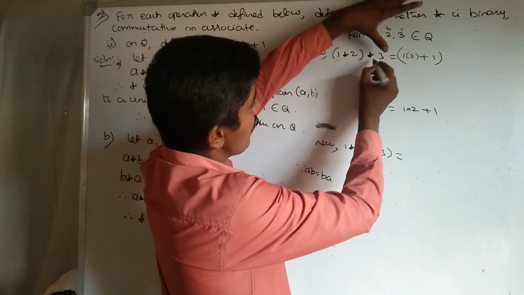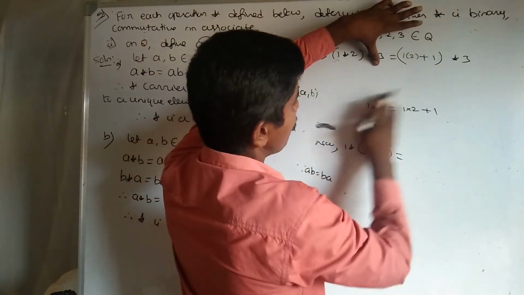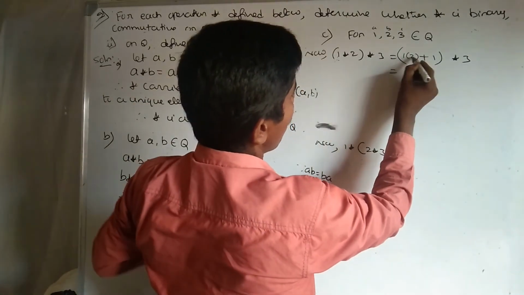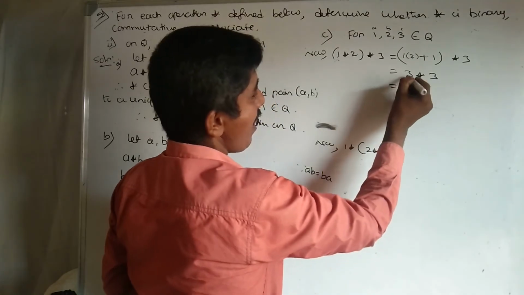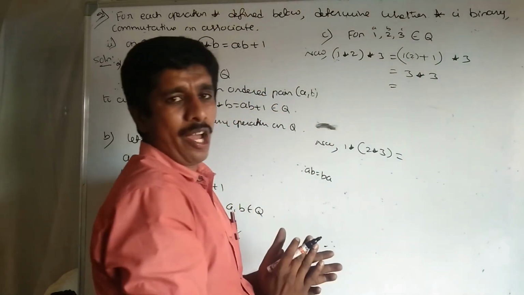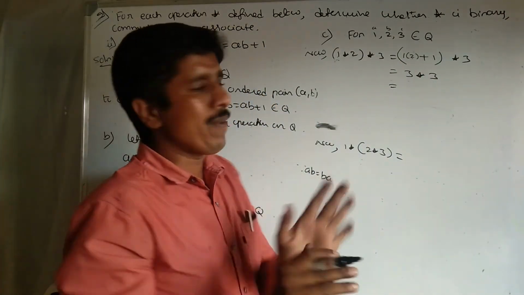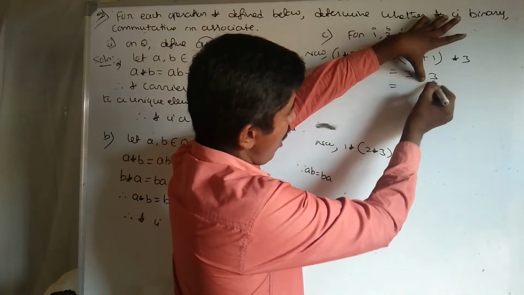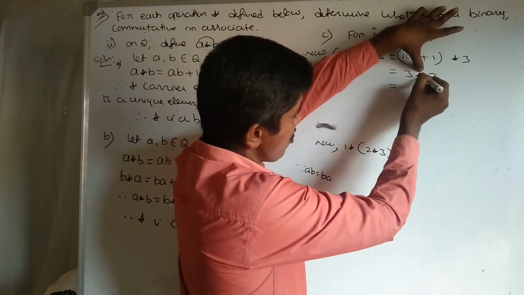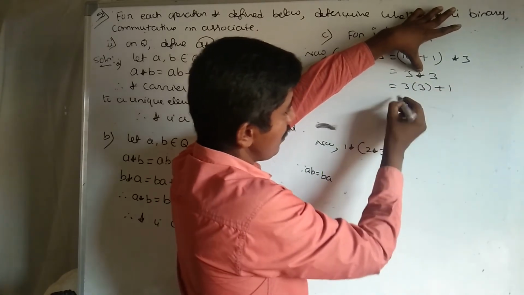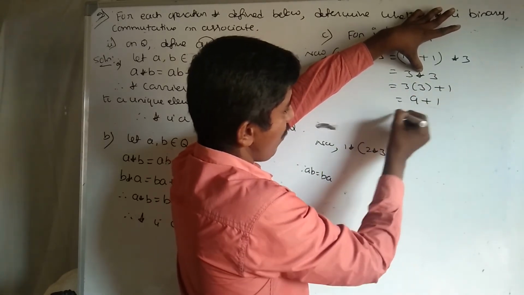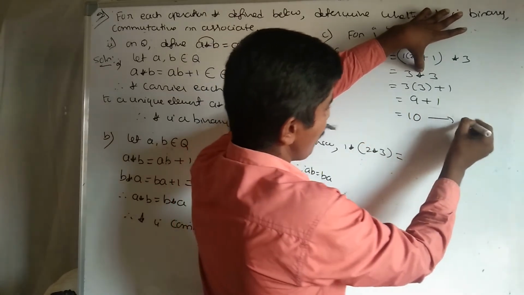So 1 into 2 plus 1, this star 3 as it is, that is 3 star 3. Here A equal to 3, B equal to 3. Binary operation A star B is A into B plus 1, so 3 star 3 is 3 into 3 plus 1, which is 9 plus 1, 10. Call it equation 1.